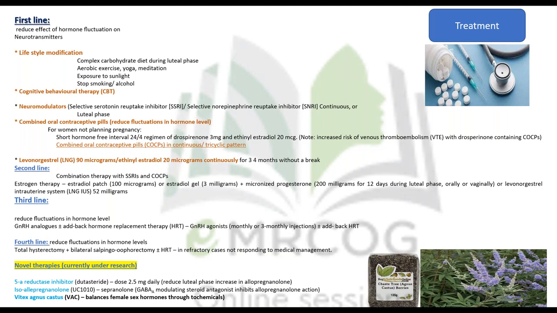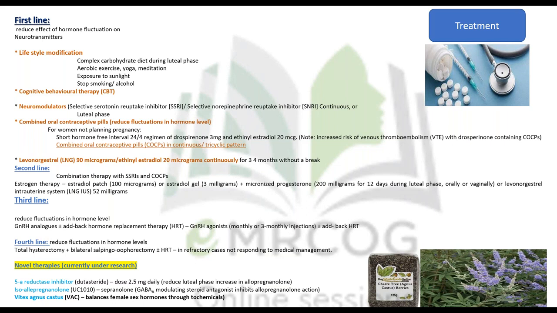Okay, what is the second line treatment, my friend? The second line treatment is simply think about combination therapy with SSRI and COCP. So I'm using one of the drug choices in the first line, but in combination. Combination therapy with SSRI and COCP, estrogen therapy, estradiol patch.